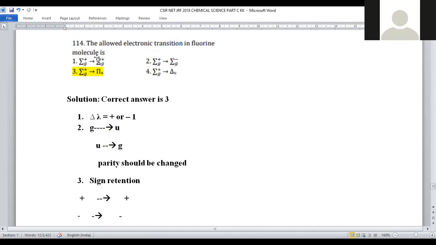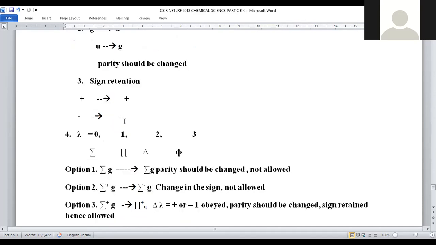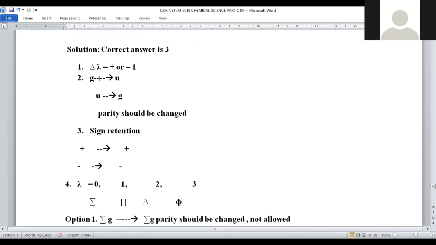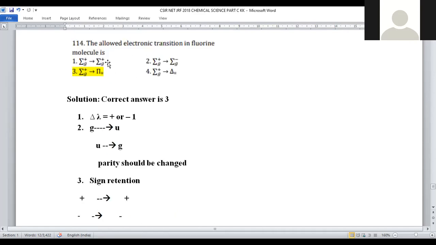The first option, sigma to sigma. So when we are taking sigma, that is 0 value, and again sigma 0. But the actual requirement is delta lambda is plus or minus 1. That is not obeyed by this first rule. Hence, it is not an allowed transition. When we go to the second, here also sigma to sigma is not allowed.